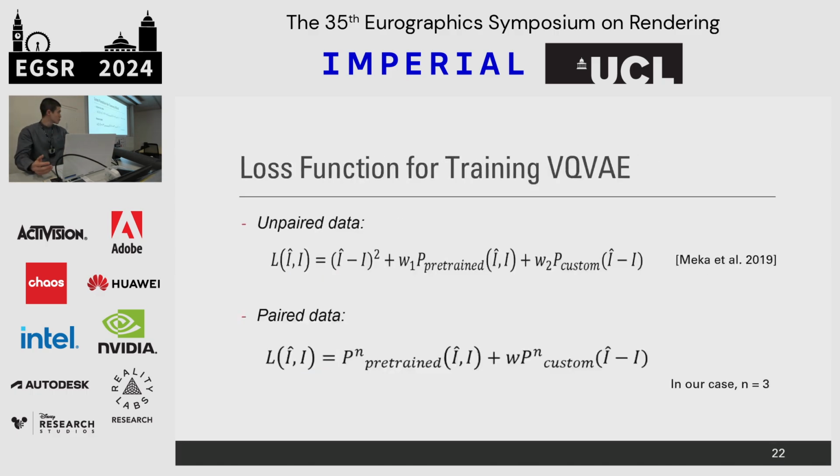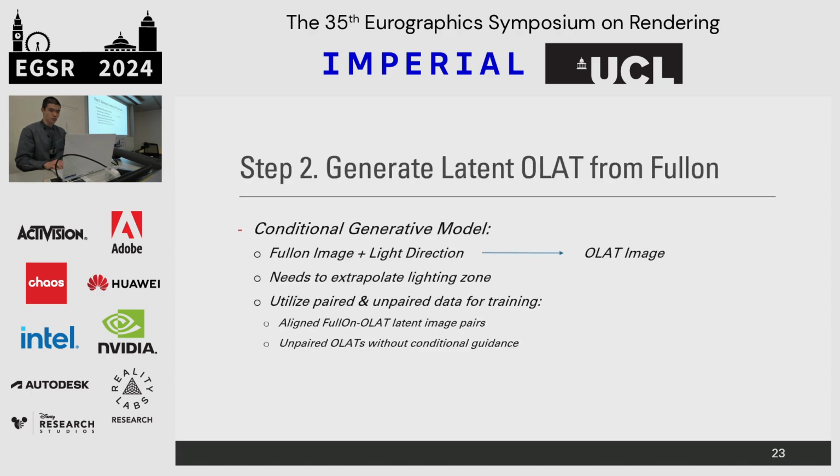With this design, we are now ready to formulate our training for the VQ-VAE. For unpaired data, we don't have a full-on to provide the information, so we just train it straightforwardly with the loss function proposed by Meka et al. With paired data, the decoder is trained with the multi-scale features extracted from the full-on image. And we make a slight modification of Meka et al.'s loss function by replacing the standard perceptual loss with our misalignment-aware perceptual loss. We also don't use the mean square error for training the paired data.